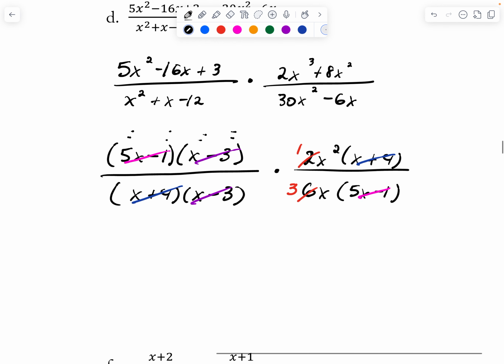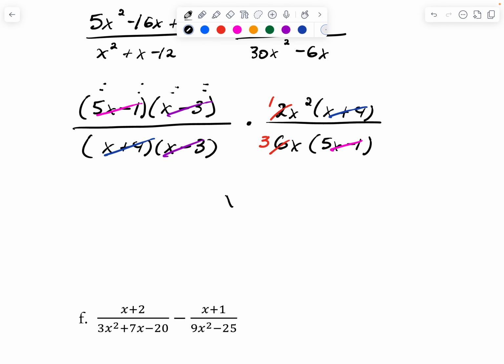So what is remaining is that x squared. Oh, wait. Oh, just kidding. Almost missed it. The x squared and the x can be just x and 1. So what's left is x over 3.